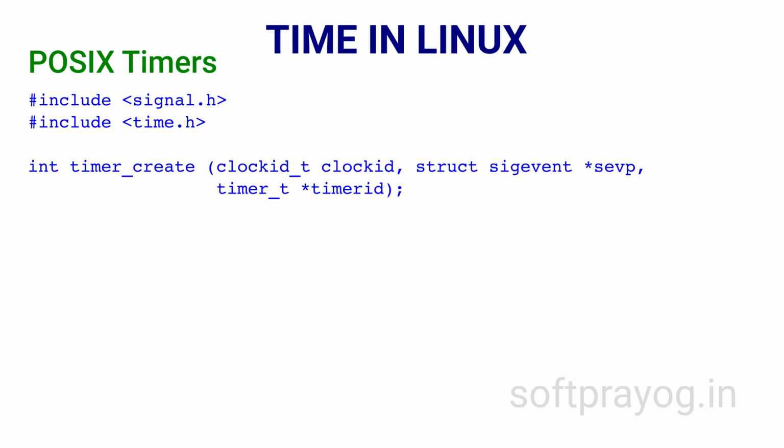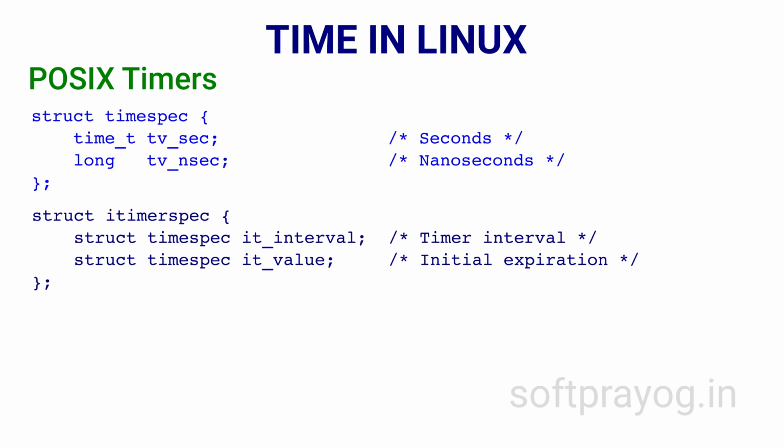A POSIX timer is created with a timer_create call. The first parameter, clockid, identifies the clock to be used. The next parameter is a pointer to the sigevent structure, which tells about the signal to be generated once the timer goes off. If NULL is passed as the second parameter, SIGALRM is generated, and the timer ID is returned in the location pointed to by the last parameter, timerid. Struct timespec has two members, tv_sec, which is in seconds, and tv_nsec, which is in nanoseconds. Struct itimerspec has two timespec structures.